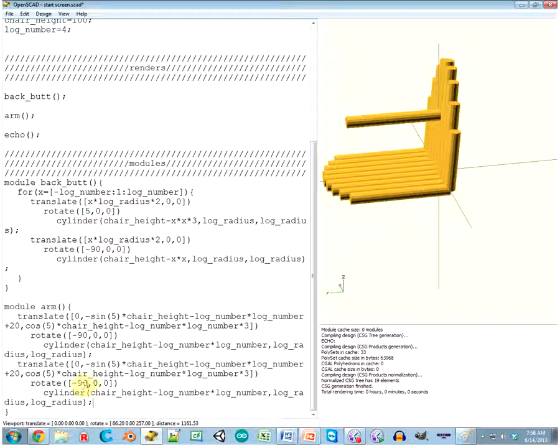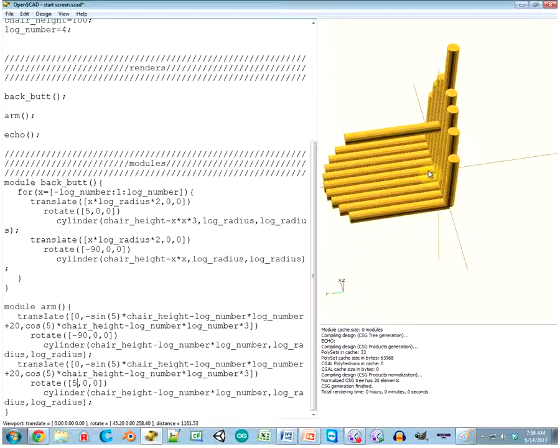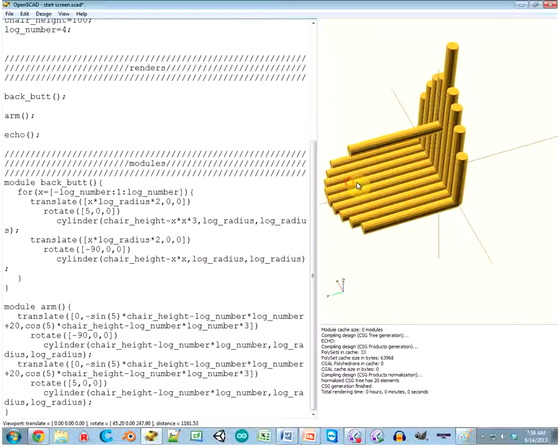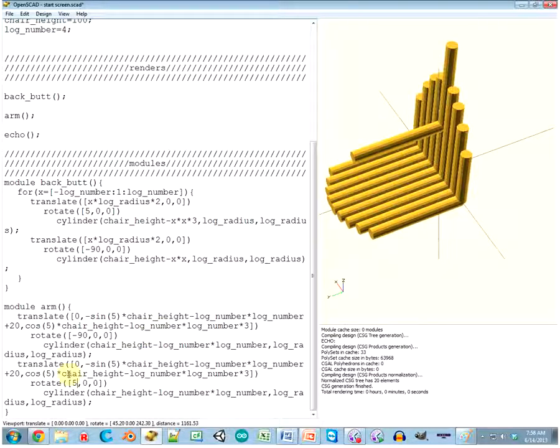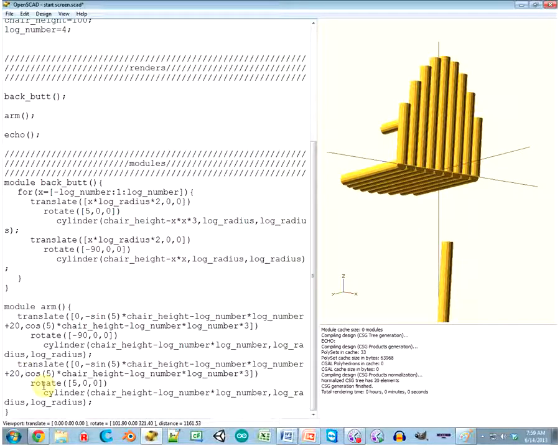Yay. So now we don't need that. We need negative 5? Normal 5. Whoa. And that has to be translated down and over. So that means on the Z, it's got to be translated by negative cosine of 5. Wow! Maybe it doesn't have to be translated by negative cosine of 5. Times chair height times longitude times 3.